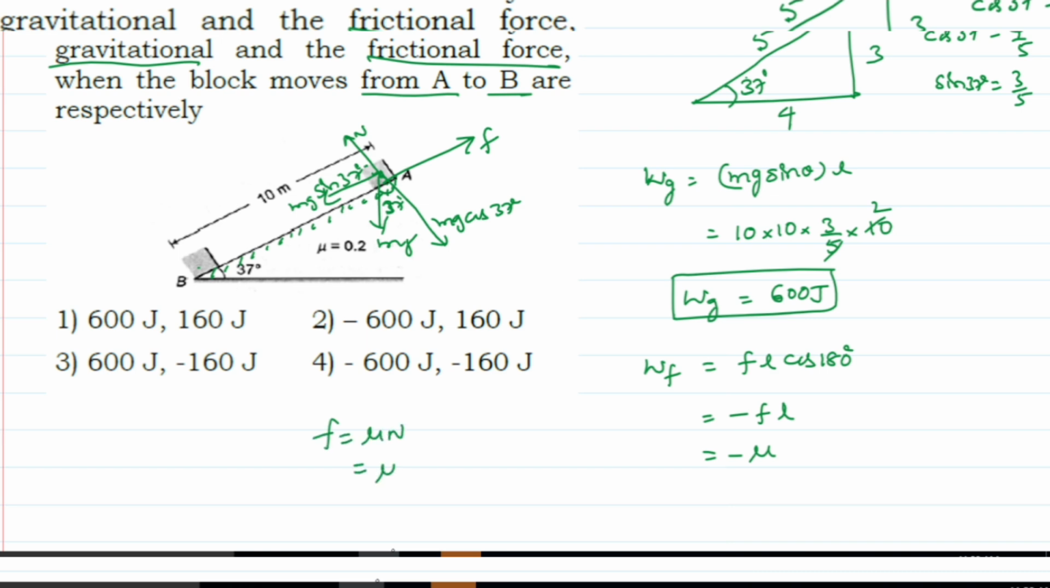N can be balanced here, you can take it as mg cos theta, that is nothing but cos 37. Here I am just substituting these values: mg cos 37 into L. Now, minus mu, we will be writing as 0.2. Mass here is given as 10 kg, g value 10 you can take, and cos 37 we will be writing as 4 by 5, into length, which is nothing but 10.